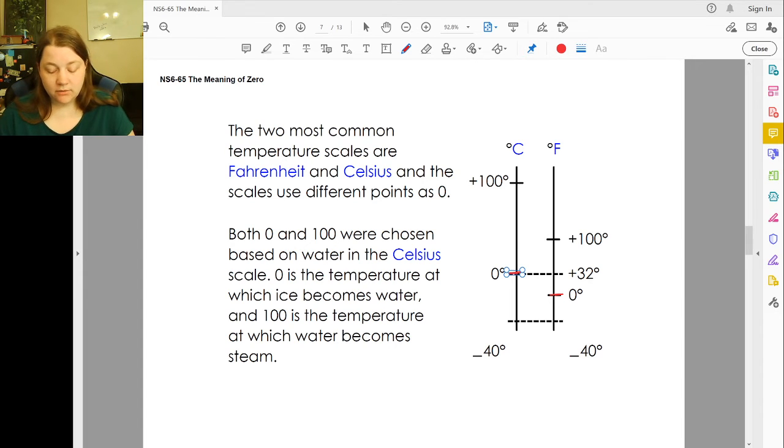Both 0 and 100 were chosen based on water in the Celsius scale. 0 degrees Celsius is where ice becomes water, and 100 degrees Celsius is the temperature at which water becomes steam. -40 is where both of these are exactly equal because they have two different ranges. Because for water to be boiling, you have to be way up here on the Fahrenheit scale.